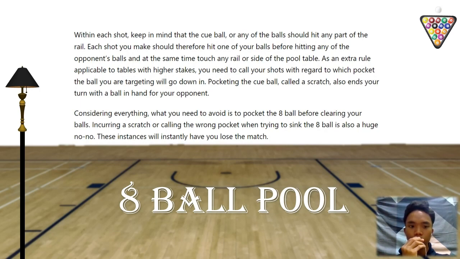As an extra rule applicable to tables with higher stakes, you need to call your shot with regard to which pocket the ball you are targeting will go down in. Pocketing the cue ball is called a scratch. Also, it ends your turn with a ball in hand for your opponent.